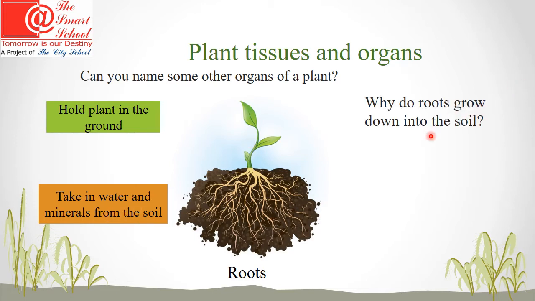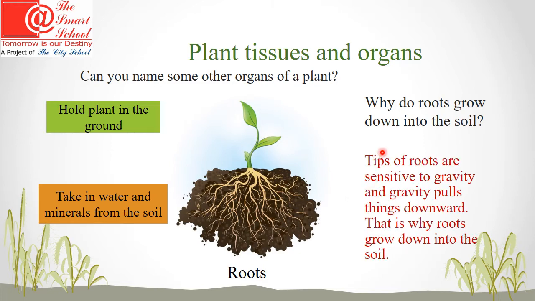Why do roots grow down into the soil? Did you ever wonder why the roots don't come out like the leaves or the stem or the flowers? The reason is that the tips of roots are sensitive to gravity. And gravity is something that pulls things downward. If you pick up your pencil and then drop it, it will not fly up, it will go down. In the same way, roots are also affected by gravity. That is why the roots grow down into the soil rather than moving upwards like the shoot.